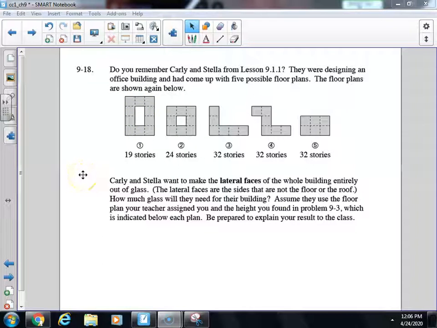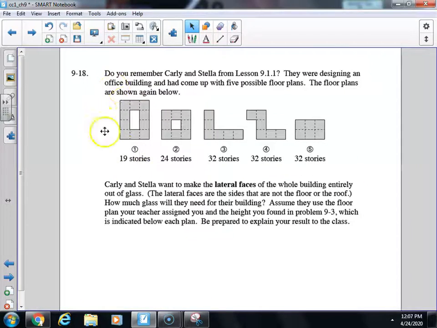How much glass will they need for their building? Assuming they use the floor plan your teacher assigned you and the height you found in problem 9-3, which is indicated below each plan, be prepared to explain your results. So we want to know how much glass we would need for that many stories. Pause the video and try this on your own. For example, let's all do number 1 here, 19 stories. This is the first floor, or the first story. How much glass would we need?